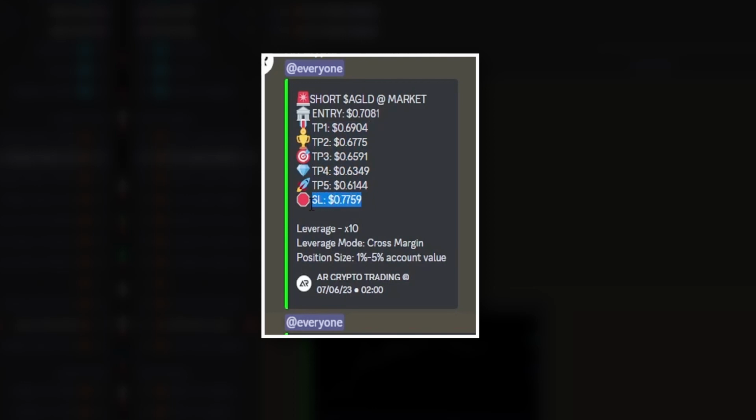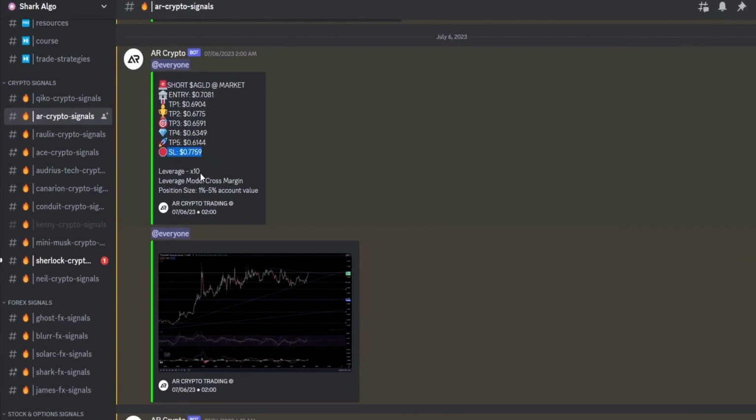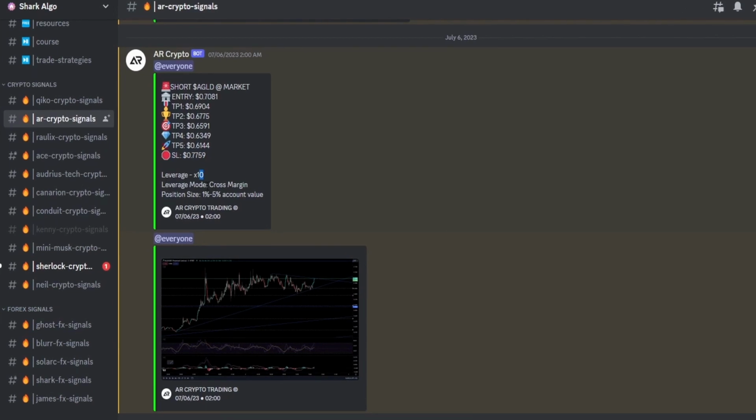That is our invalidation point where we want to exit the trade, right? Based on our specific strategy, this is where we want to exit the trade because we need to follow our strategy. And that's how we remain profitable over the long term. The leverage amount being used here is 10x. The leverage mode is cross margin. The position size is 1 to 5% of the account value.